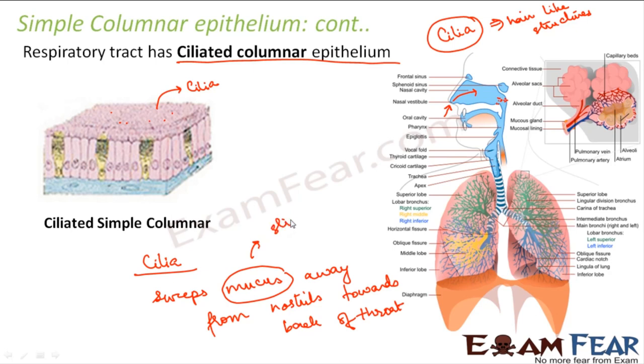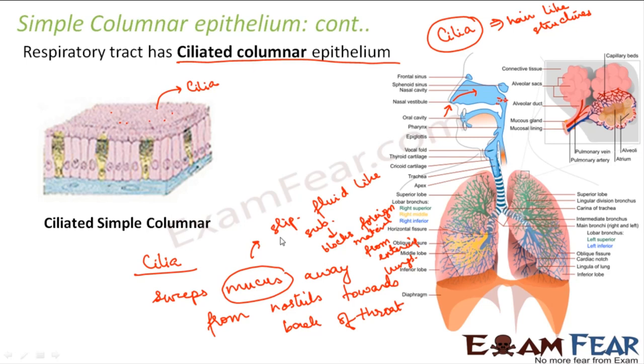Mucus is a slippery, fluid-like substance. What does it do? It blocks foreign materials from entering the lungs. So that is the purpose of mucus. Now you understand the significance of cilia and why we have ciliated simple columnar epithelium in the respiratory tract.